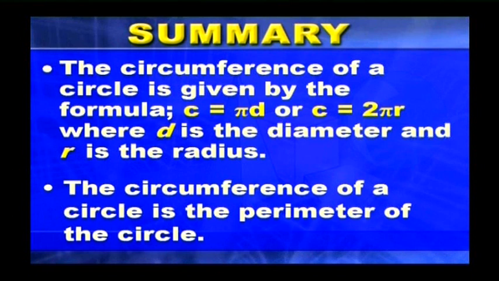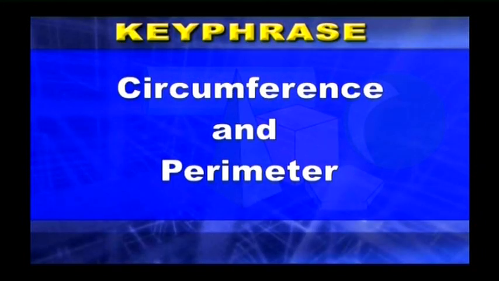Okay, the second summary point. The circumference of a circle is the perimeter of the circle around its border. But here we have it as the circumference of a circle is the perimeter of the circle. It's just the same meaning. Our key phrase for our lesson for today: circumference and perimeter.